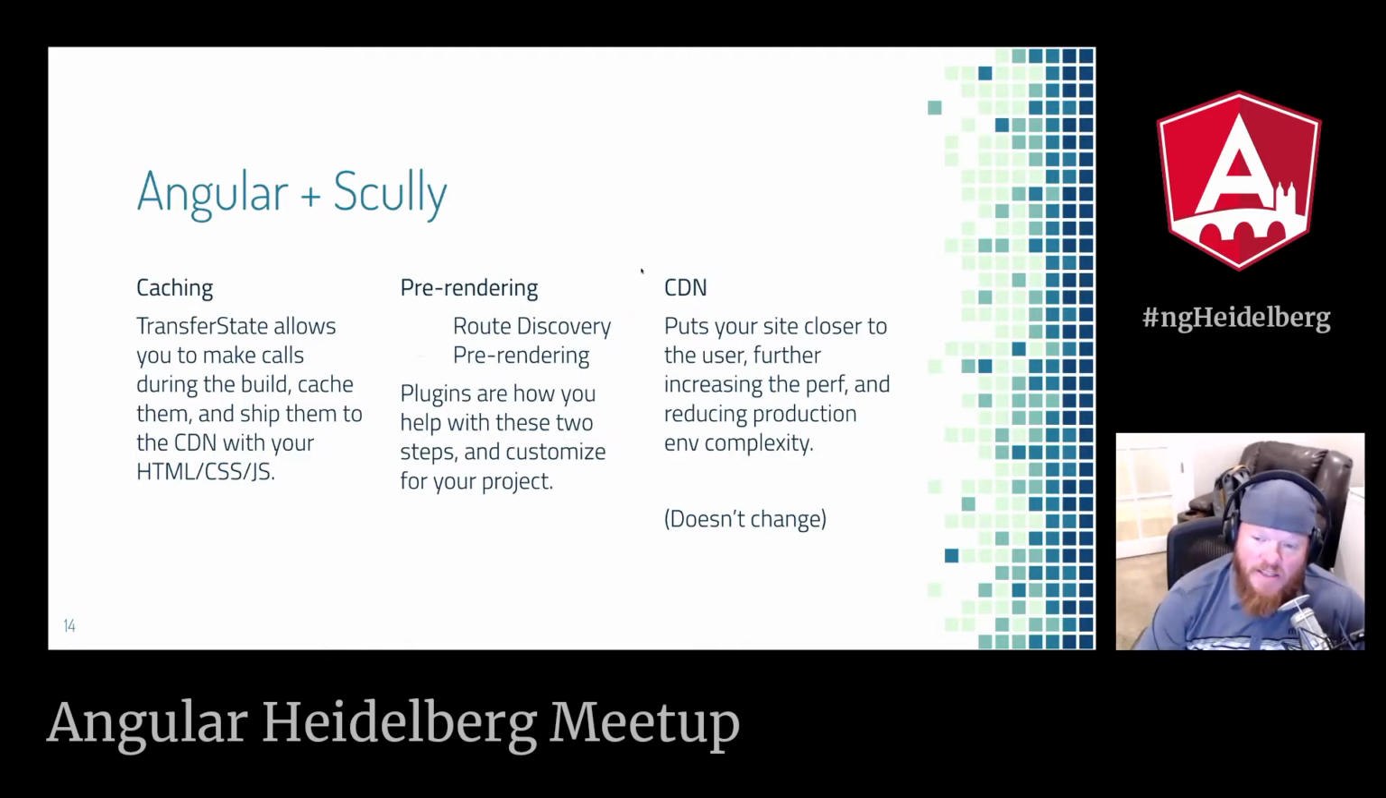And then the last one is CDN. This actually doesn't change with Angular and Scully. The only difference is in the past you've been deploying one index HTML, and with Scully you're going to be deploying one index HTML for every single route in your entire app. So you're going to have lots of index HTMLs by comparison to what you were doing before. So yeah, these are still the same three things.